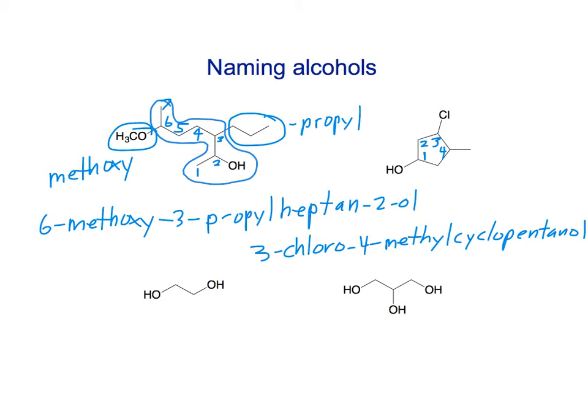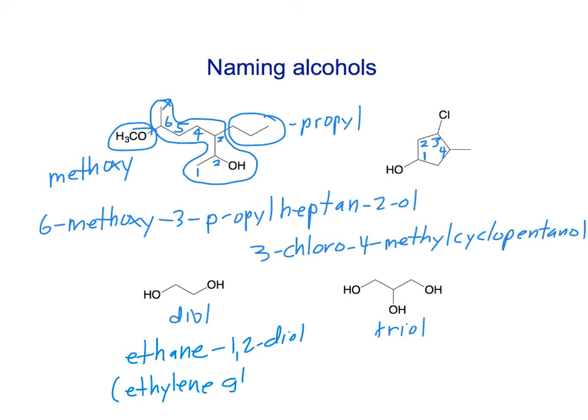The bottom two have multiple alcohols. And so if there's 2 alcohols, we call it a diol. If there's 3, we call it a triol. To name the diol, we just put diol at the end of the alkane name. So this would be an ethane. Ethane, we keep the E now, and 1,2-diol. All right, this is also called, as a common name, ethylene glycol.